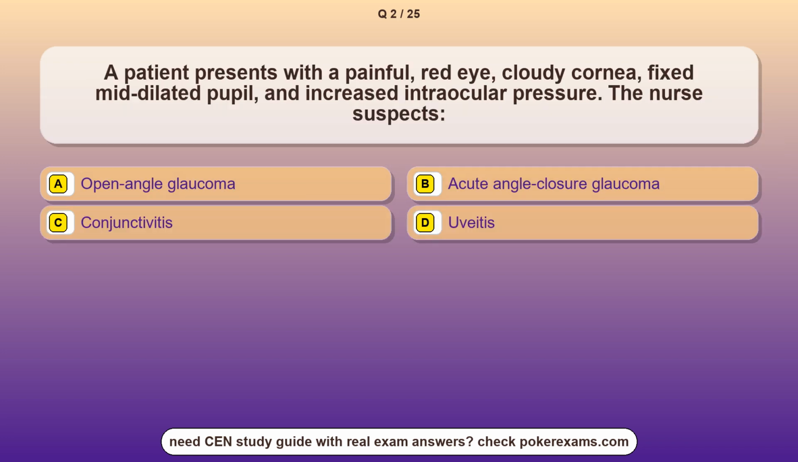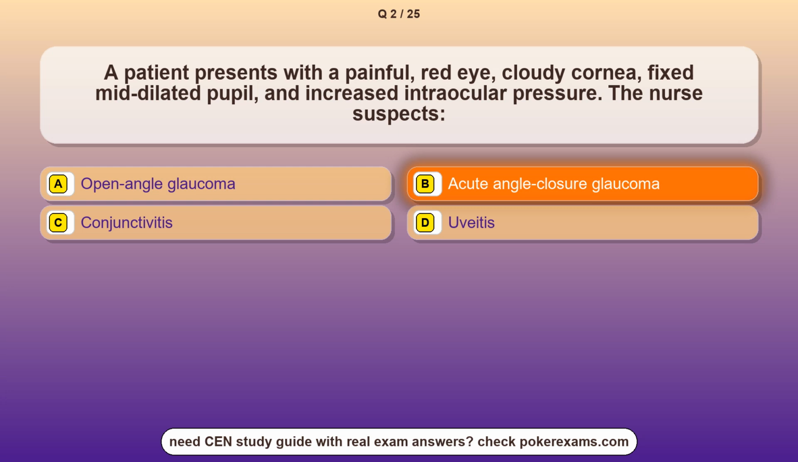Question 2. A patient presents with a painful, red eye, cloudy cornea, fixed mid-dilated pupil, and increased intraocular pressure. The nurse suspects option A. Open-angle glaucoma. Option B. Acute angle-closure glaucoma. Option C. Conjunctivitis. Option D. Uveitis.